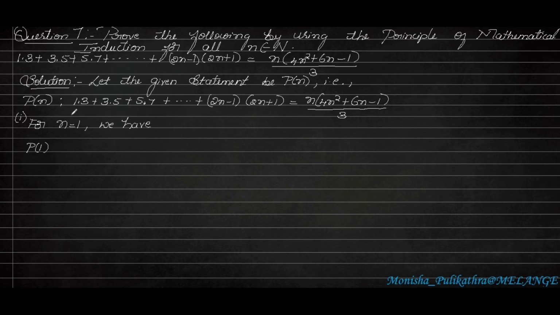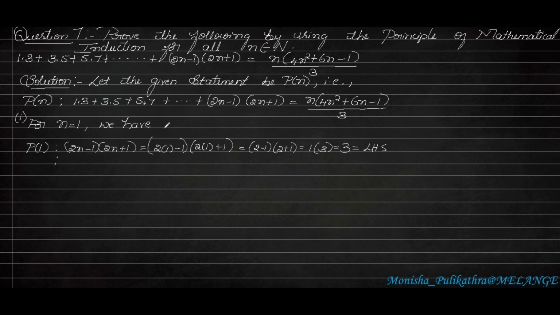So P of 1, the series we can take the last number, that is 2n minus 1 into 2n plus 1. So if we substitute 1 in the place of n, it will become 2 into 1 minus 1 and 2 into 1 plus 1. So this will become 2 ones are 2. So 2 minus 1 and 2 plus 1. So 2 minus 1 is 1 and 2 plus 1 is 3. So this is 3 into 1, 3, which is LHS.